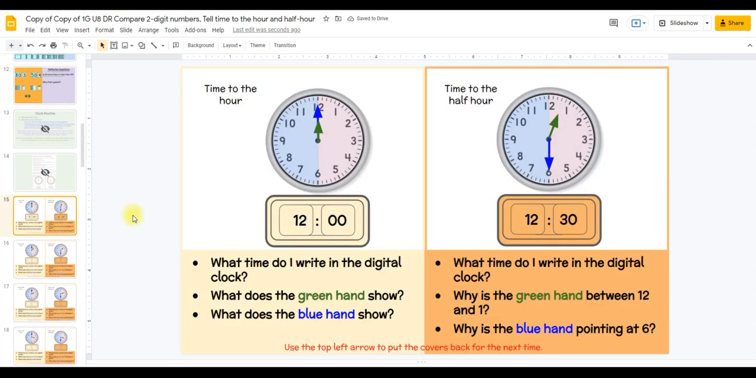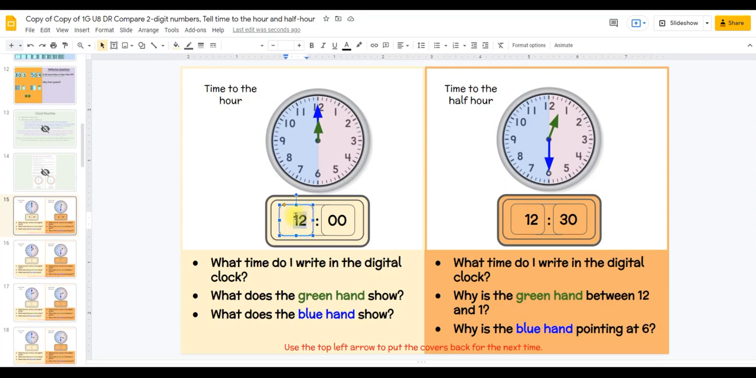And as you get to the clock routine, we want students to practice writing that time. So I'm going to erase the time I had previously written in here. And boys and girls, what time do I write in the digital clock? And class would say 12 o'clock. What does the green hand show? The green hand, we should say 12. Boys and girls, what does the blue hand show? Class, and they can either say minutes or the minutes. So minutes, 0 minutes. Maybe they say hour, 12 o'clock, or 12 is the hour. You decide how you want them to say that.